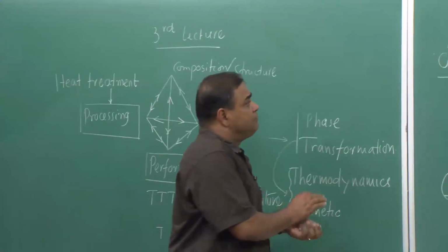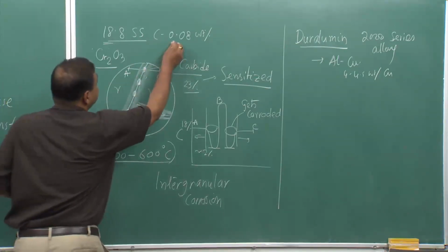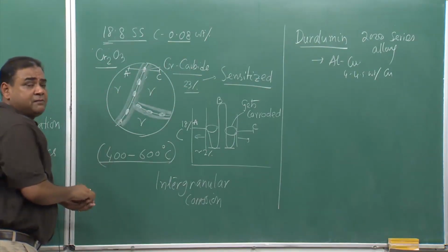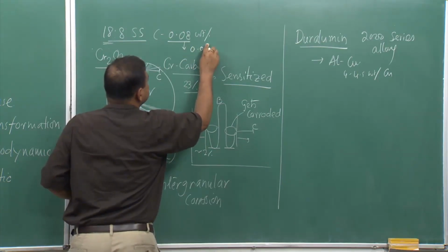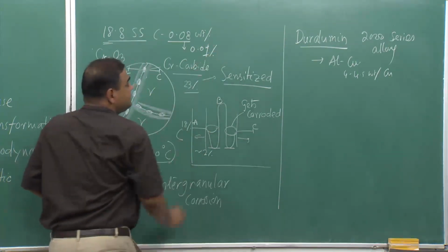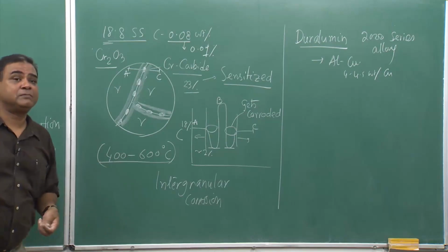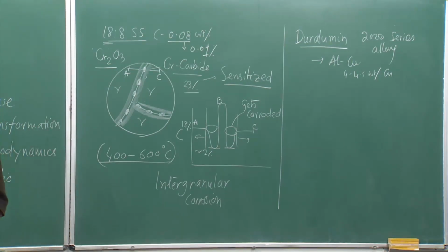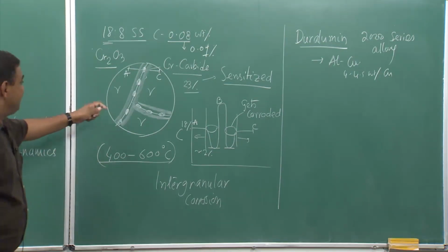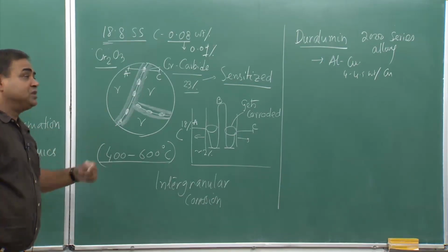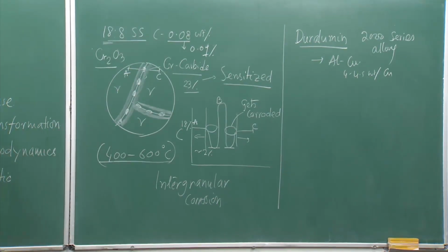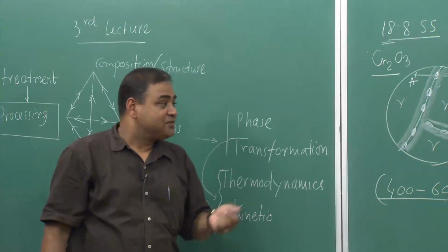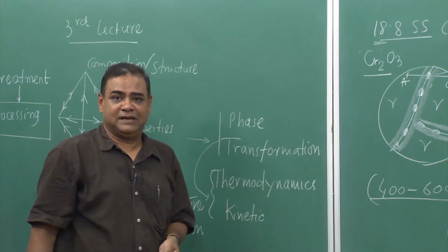For example, if we have 0.08% carbon, but if we can reduce the carbon to 0.01%, then this sensitization problem can be avoided to a great extent, because for the chromium carbide formation, though we have chromium, we do not have sufficient carbon to form chromium carbide. Okay? So, that is a possibility.